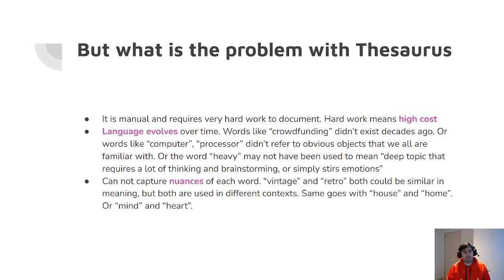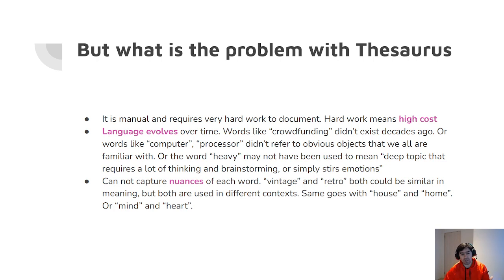Second problem is language evolves over time. It's a living thing. It's almost like a living organism. New words start emerging, or the same words start acquiring new meanings. For example, decades ago, when computers didn't even exist, the word processor could mean completely different things. People wouldn't really think about it as we think about them today as chips. Computer also might have had a completely different meaning. It could be referring to a person who computes. But today we know when we say computer, we are talking about machines.